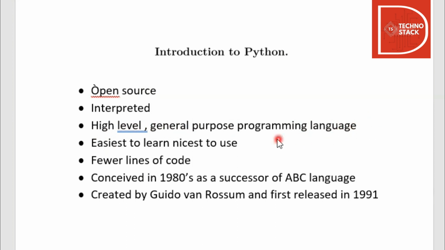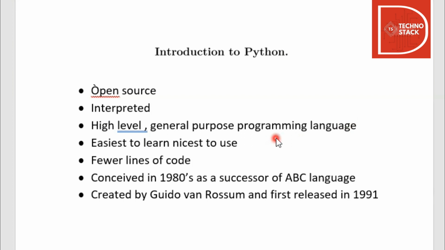Then it is easiest to learn and nicest to use. Python is known for its short and sweet format, for which it is known as the easiest language to learn for any beginner, and it is very nice to use. That is, it doesn't have much hassle with syntax, so it is nicest to use. It has many features and a wide range of libraries available. That is why it is also known as nicest to use.